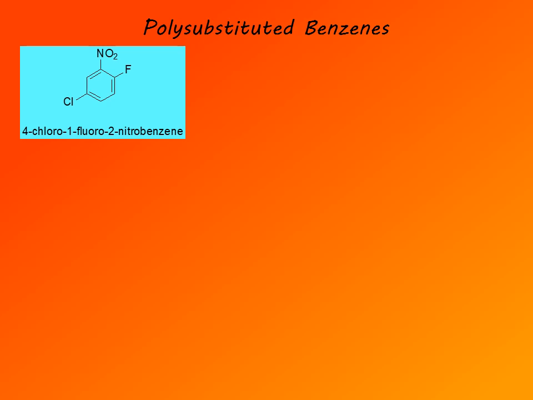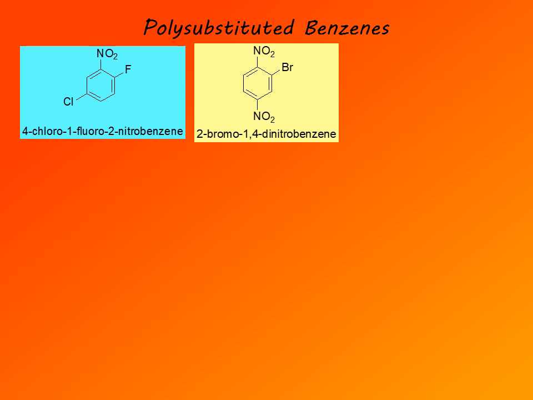So chloro substituent comes first, then fluoro, then nitro. And then whatever numbers they are assigned to have the smallest possible set of numbers. So this would be 4-chloro-1-fluoro-2-nitrobenzene. And here is another example. If, of course, we have identical substituents, then we use prefixes di and tri as needed. So again, 1, 2, 4 substitution pattern. So this would be 2-bromo-1,4-dinitrobenzene.